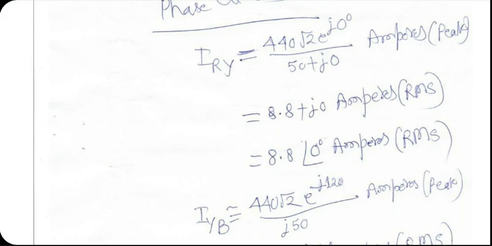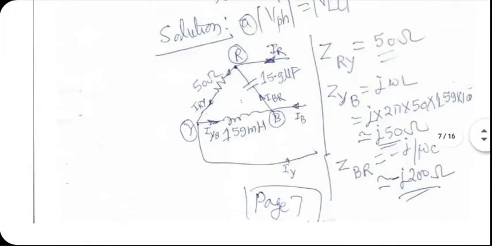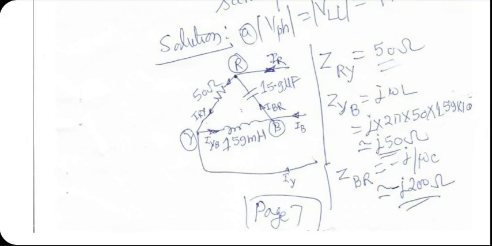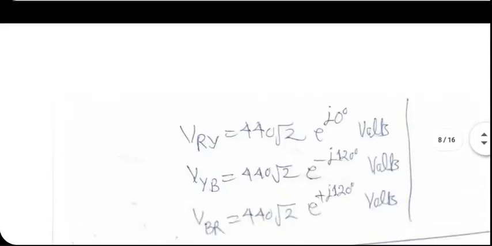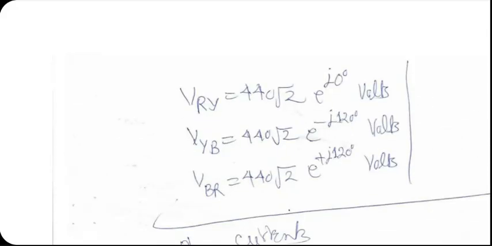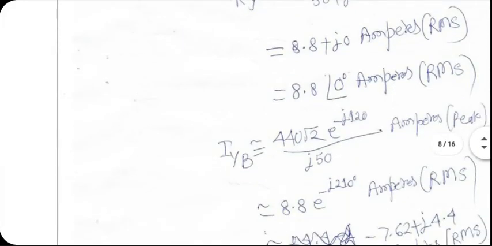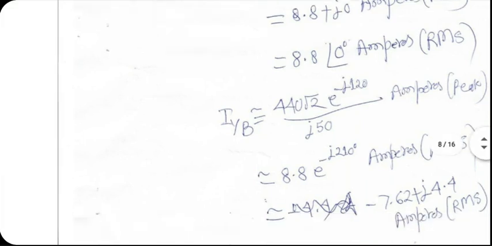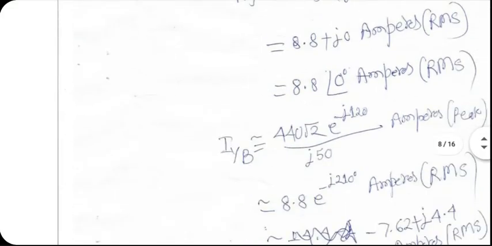IYB will be VYB divided by ZYB. And ZYB is J50 ohm. And VYB is given here as 440 square root of 2 e to the power minus J120 volts. So you plug in all the values. You get the same magnitude as you got for the previous current, but phase shift will be different here. And similarly for the third case also.